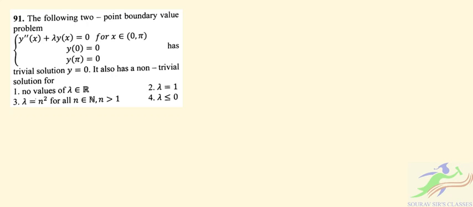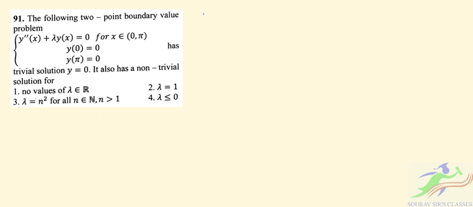Question number 91, the following 2-point boundary value problem. The conditions given are y double prime x plus lambda y(x) equal to 0 for x belonging to (0, pi), y(0) is 0 and y(pi) equal to 0. It has a trivial solution y equal to 0. It also has a non-trivial solution for which of the following options we have to find.